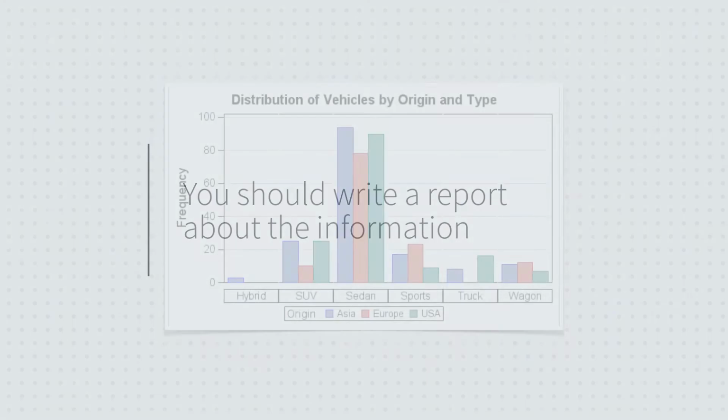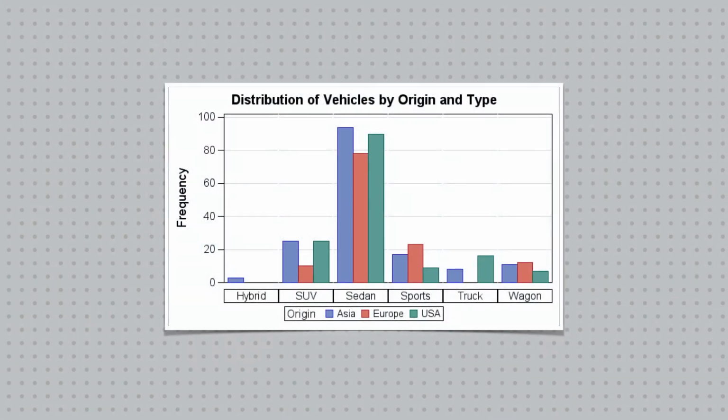What does that mean? Well, if we look at this same chart again, we can see here, for example, that sedans are by far and away the most popular kind of car. Then you have SUV and sports cars are also quite popular. So that's what we want to say when we are writing about this chart.